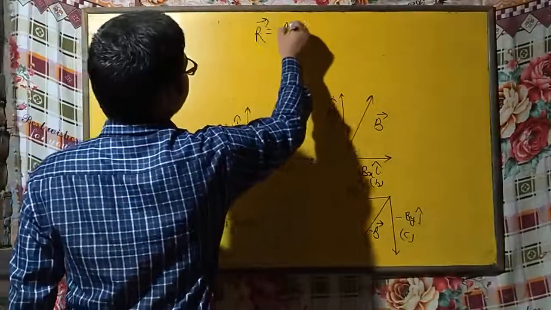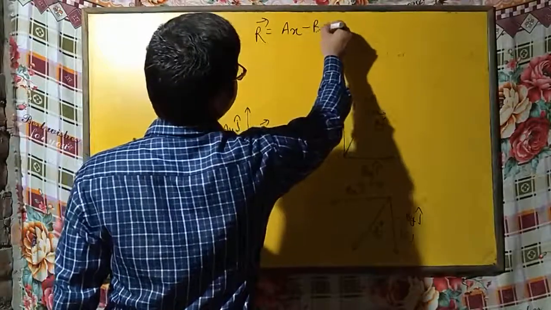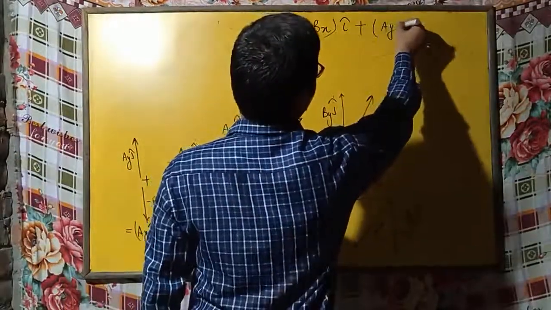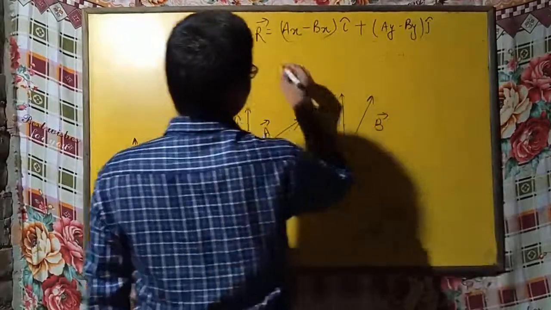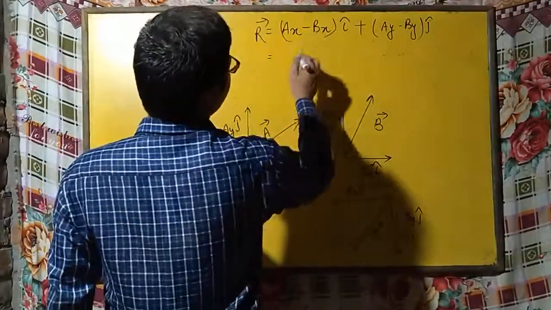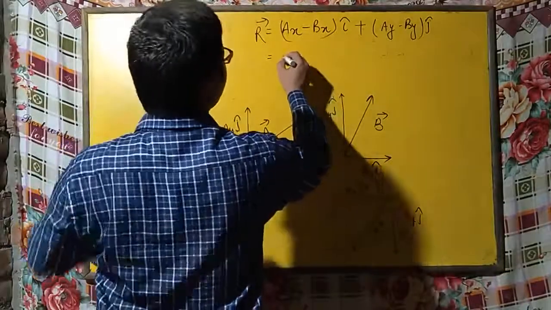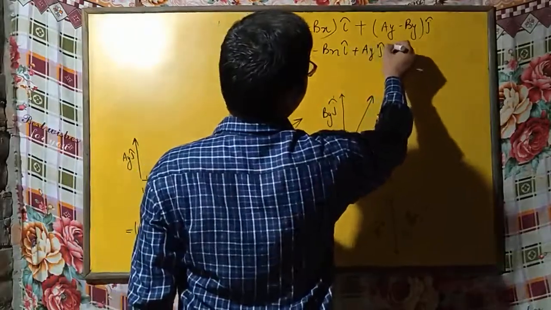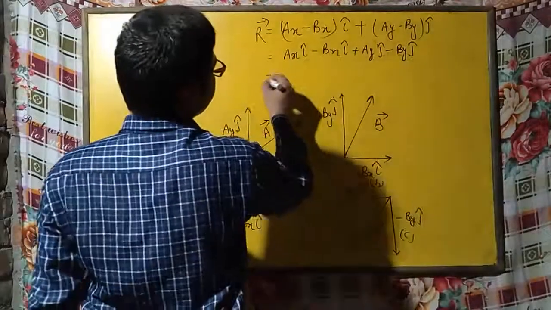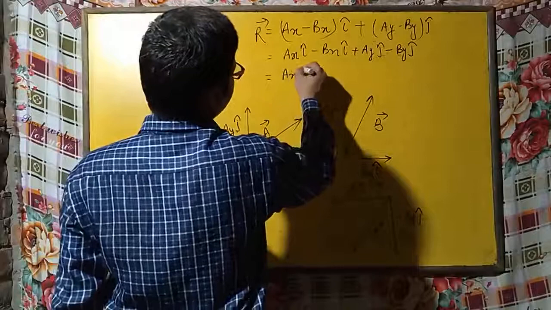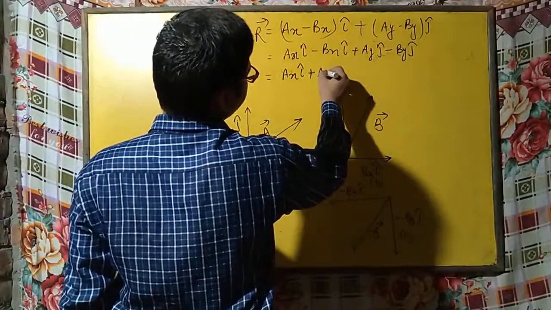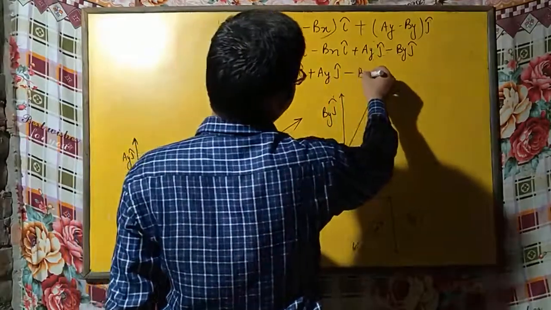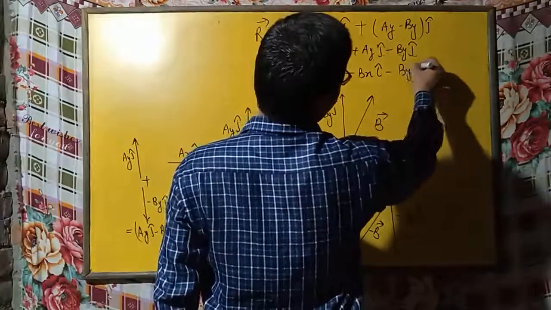So you can write here r is equal to (ax minus bx)i plus (ay minus by)j, or you can write here axi minus bxi plus ayj minus byj, or you can write here axi plus ayj minus bxi minus byj.